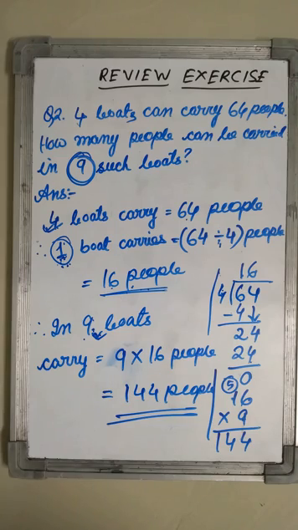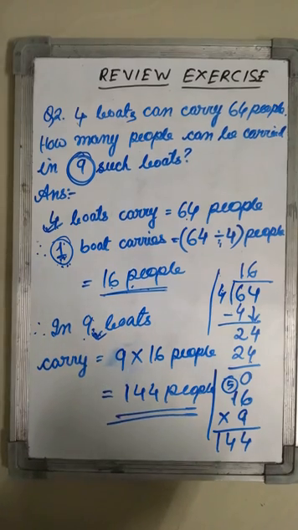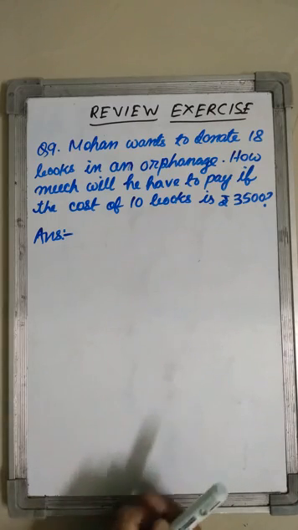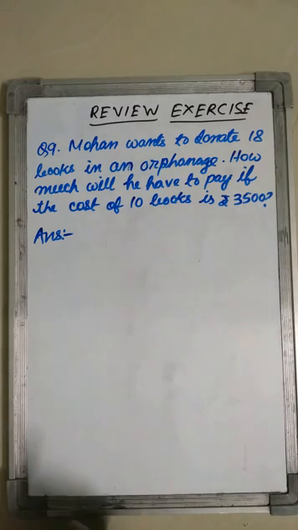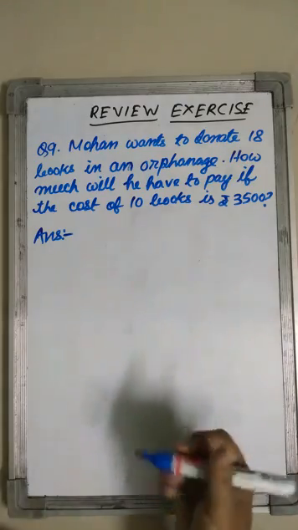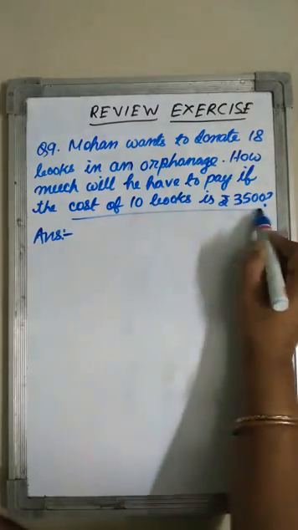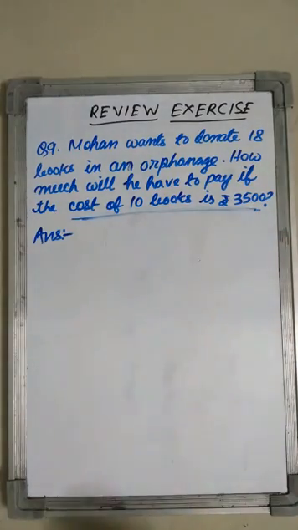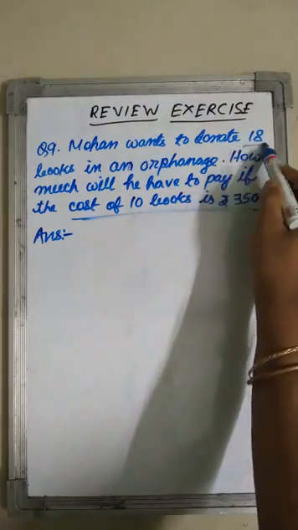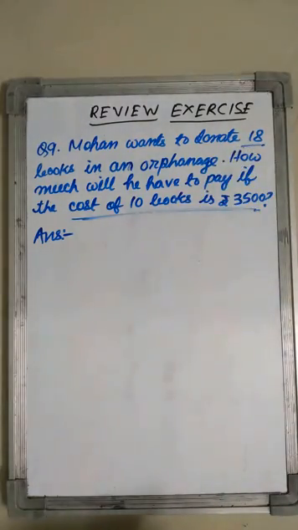I am going to explain one more example for you. I am going to explain question number 9. Mohan wants to donate 18 books in an orphanage. How much will he have to pay if the cost of 10 books is rupees 3,500? So the cost of 10 books is 3,500. You have to find the cost of 18 such books.